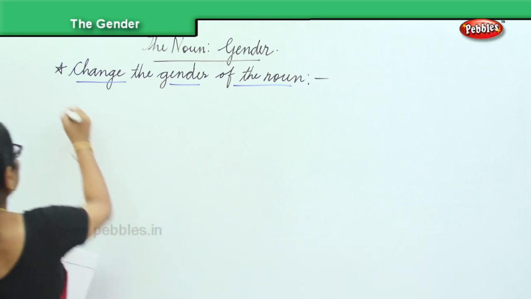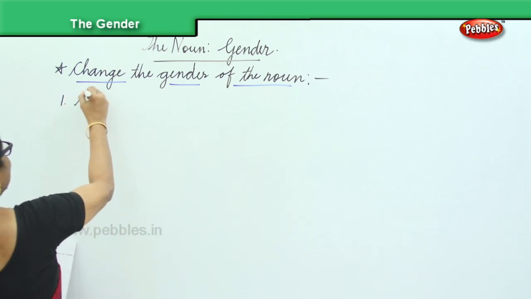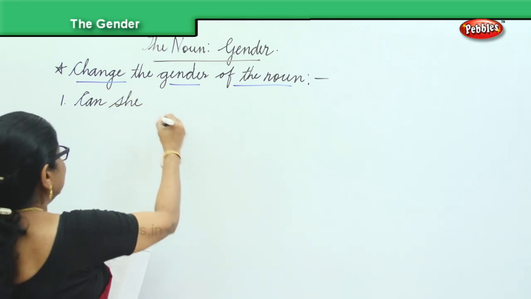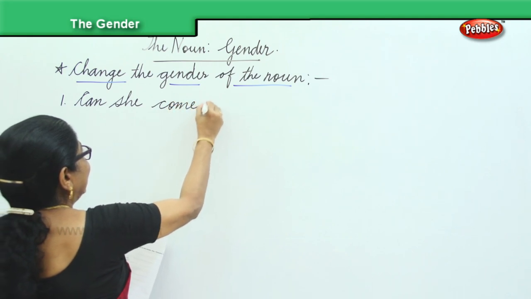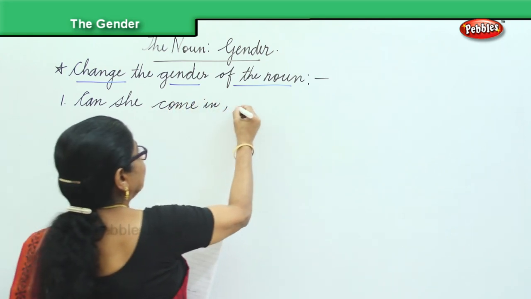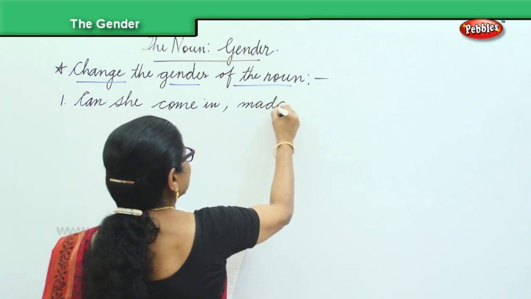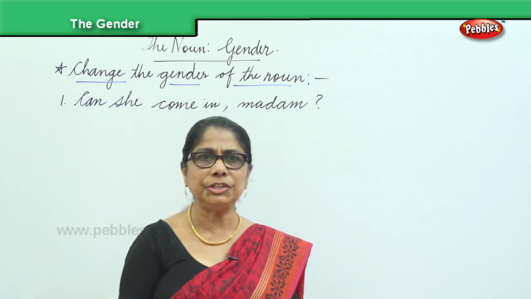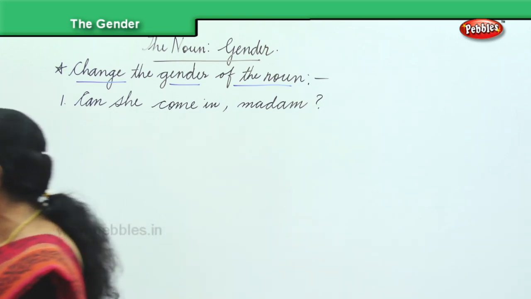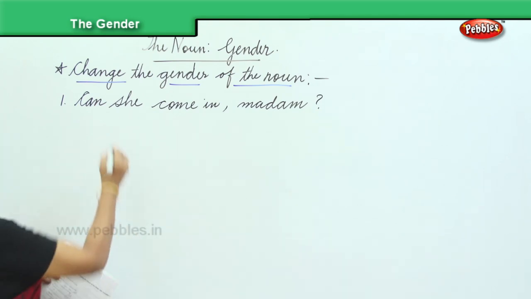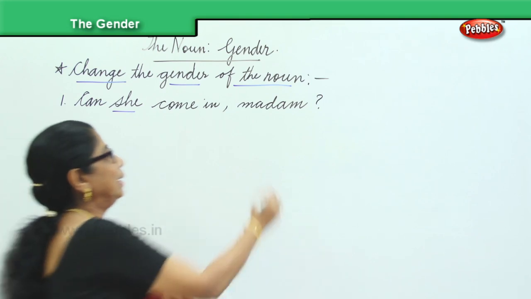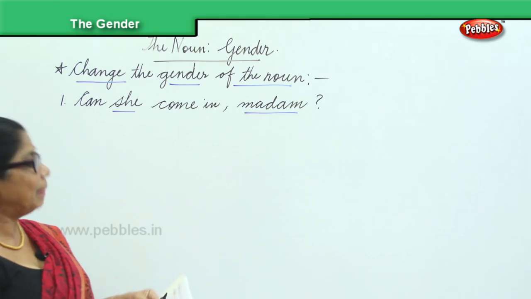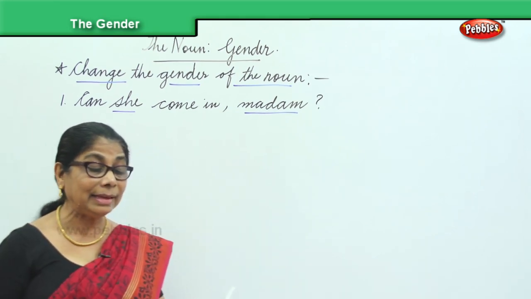The first one. Can she come in, madam? Now that's a question mark. There are changes to be made here. Now what are the changes that we are going to make here? She, madam, has to be changed. So what will you do now? Can she come in, madam? Then you must say, can he come in, sir?